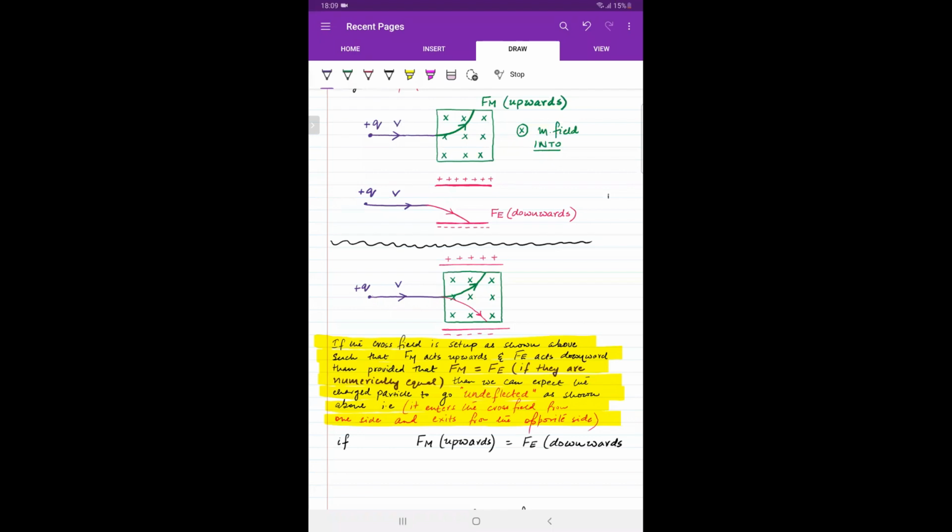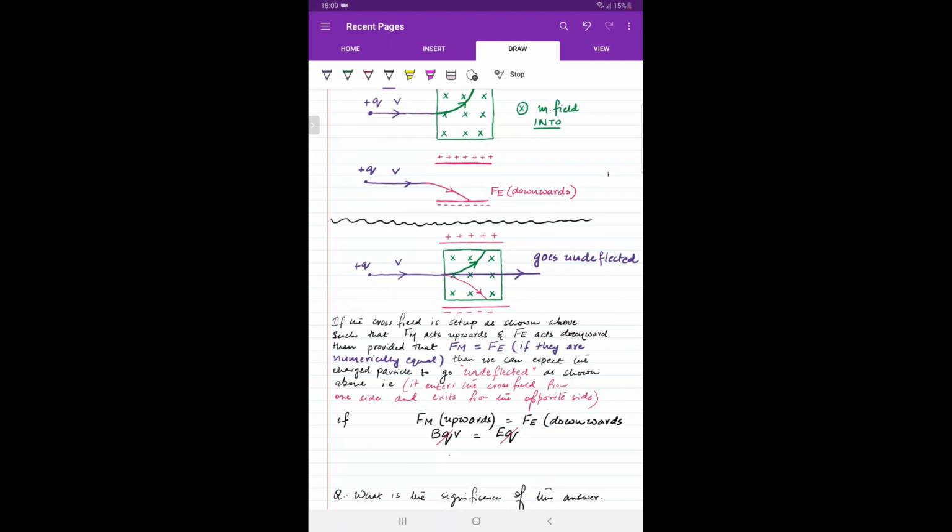So for this condition to arise, goes undeflected. So for this condition to arise, magnetic का formula was BQV, electric का formula was EQ. चार्ज कैंसिल हो जाएगा और फाइनल आंसर ये आएगा.